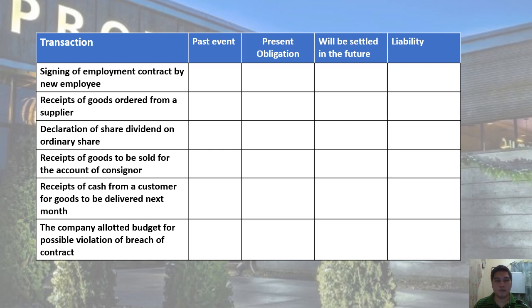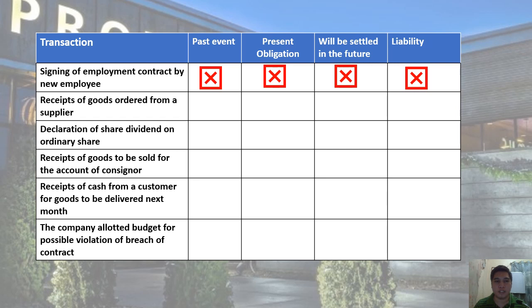So let's start. First transaction is the signing of an employment contract by a new employee. First question, is this a past event? The answer is no, this is not a past event since the employee is not yet rendering the services required. Then do we have a present obligation? Answer is no, because we can only have a present obligation if the employee has already rendered the services required. Will it be settled in the future? The answer is also no since we still don't have a present obligation. So therefore, we have no liability. So no liability should be recognized on the first transaction.